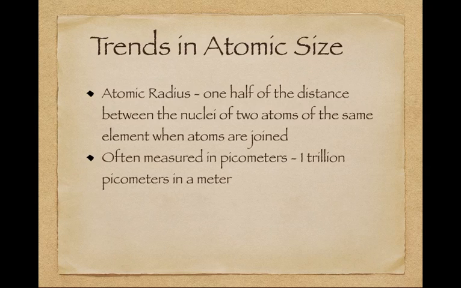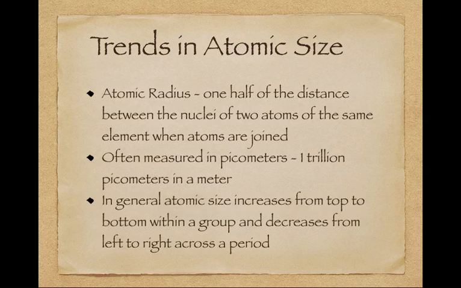Usually this is measured in picometers. That's a trillionth of a meter. Okay, so we're talking about very small things. And in general, the atomic size increases as we go from top to bottom within a group. So if we're talking about the periodic table, as we go from top to bottom, it increases, and it decreases from left to right. So let's take a look at the periodic table here a second.